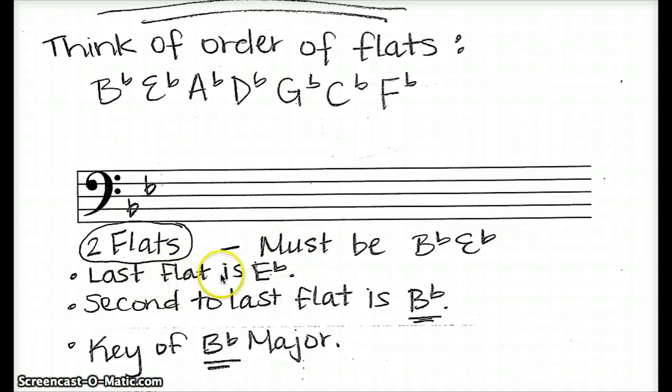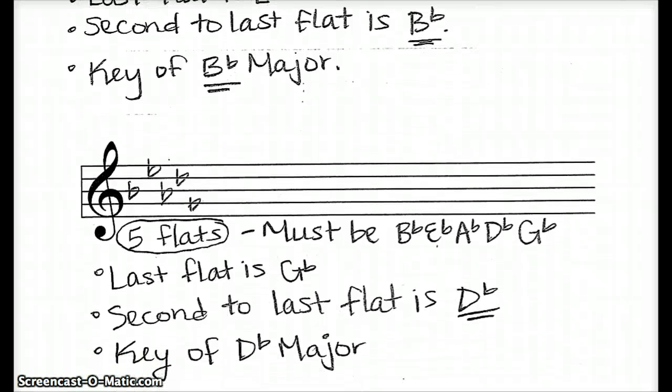The last flat is E flat. B flat, E flat. The last one is E flat. We go to the second to last flat. So we go up to E flat and go back one. That's B flat. So we are in the key of B flat major. So you're going to go back 1 flat. One. So let's look at this next one.